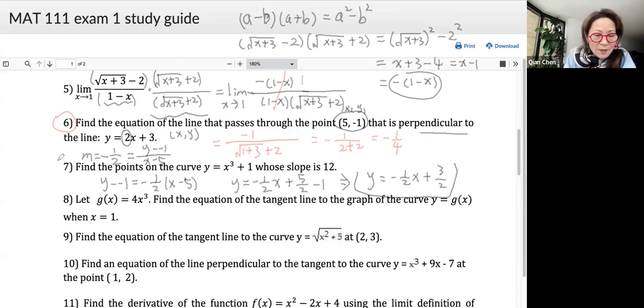Okay, now let's see 7. Number 7: find the points on the curve whose slope is 12. Again, slope. Well, this question should say whose slope of the tangent line. Missing some words causes confusion about the tangent line.